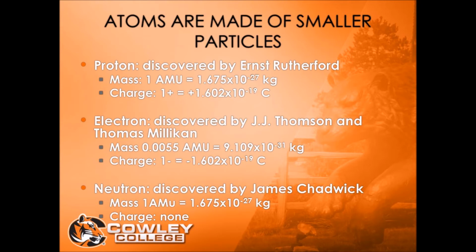Second is the electron, and it has a mass of 0.00055 AMU, or 9.109 times 10 to the negative 31st kilograms. Like the proton, it has a charge, only it is negative, and its value is negative 1, or 1.602 times 10 to the negative 19th coulombs. Third is the neutron, and it has a mass of 1 AMU, or 1.675 times 10 to the negative 27th kilograms, and no charge.